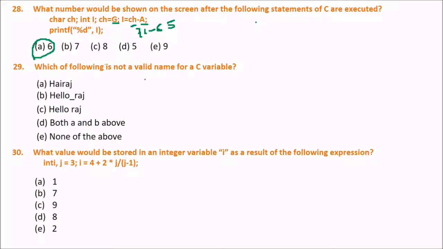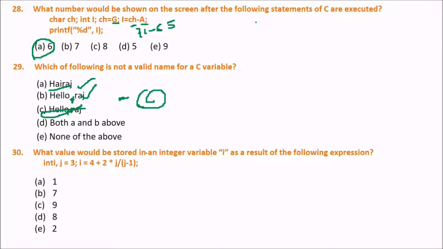Next is, which of the following is not a valid name of a C variable? These are the options for you. Now tell me which is not a C variable name. Hi_Raj, Hello_Raj, both A and B above, none of the above. This is perfect, no problem. Underscore is the only special character which is allowed. So this is also correct, but space is not allowed. Here we have a space. So the answer will be C.